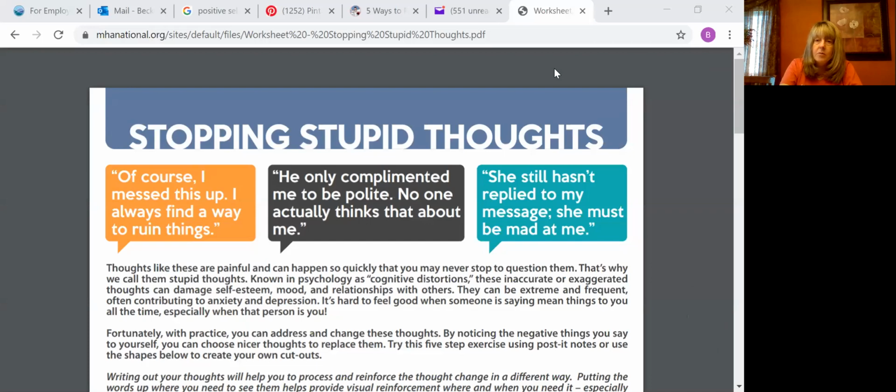Hi, I just wanted to take a few minutes to talk to you about negative thinking and how that affects us and things that we can do to change our negative thoughts. So we all have them, and usually they're not very accurate. And in psychology, these are called cognitive distortions. Here on this sheet, they call it stupid thoughts.